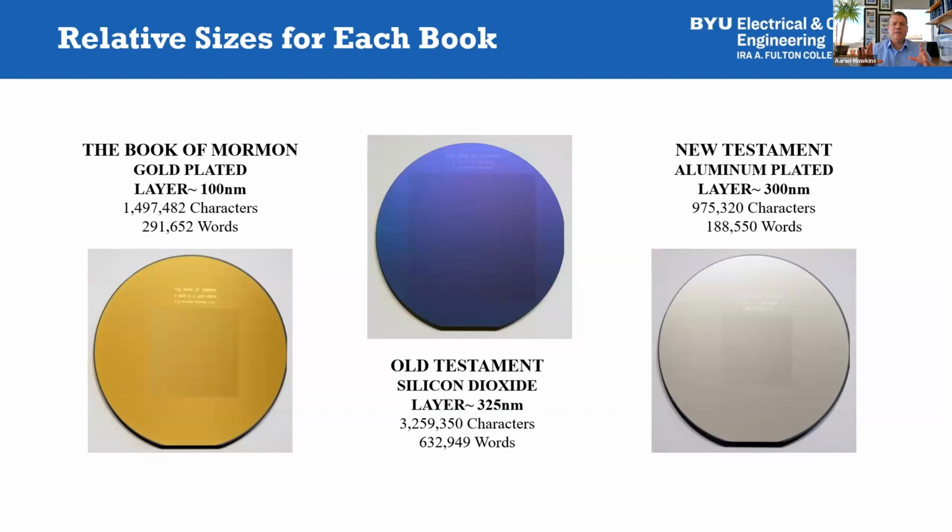Okay, so now we're looking at the entire wafer here. And there's Book of Mormon, Old Testament, New Testament. The square in the middle is how much area you needed to get all of those characters in. So this is a nice visual representation of just how the total number of words compares in these three books.